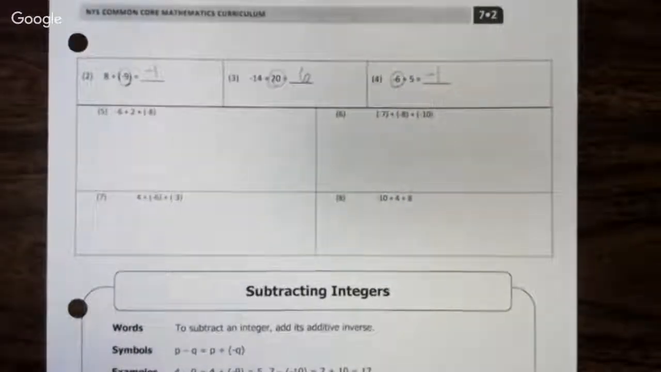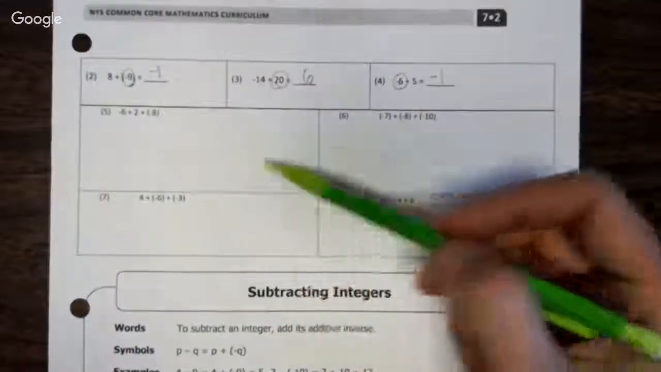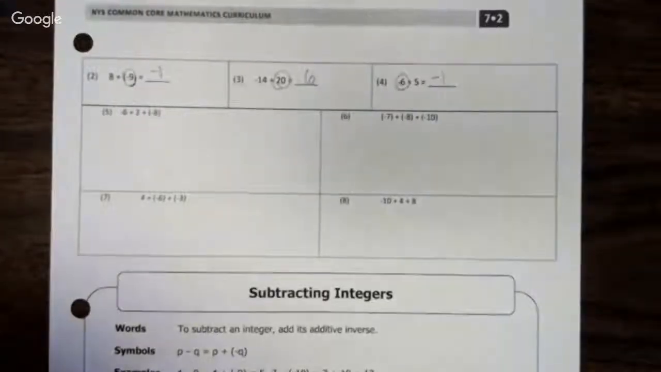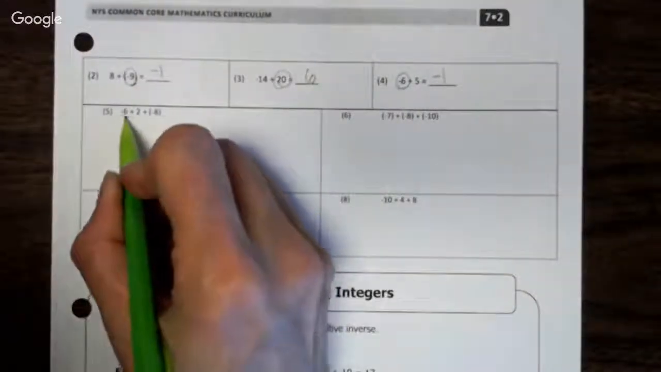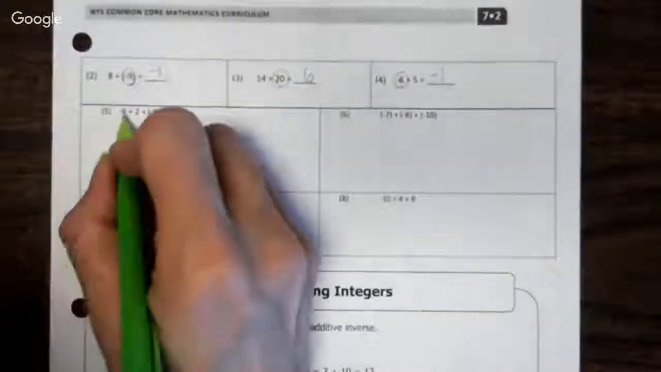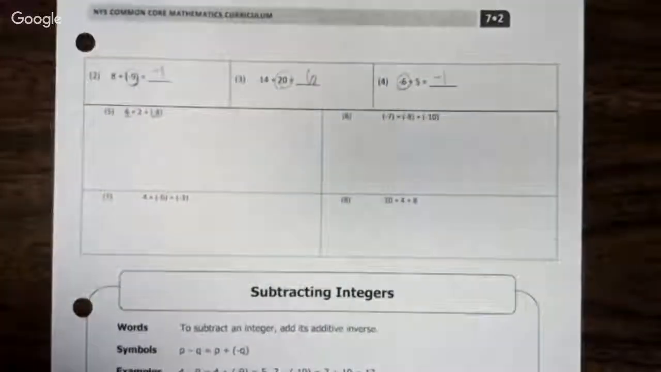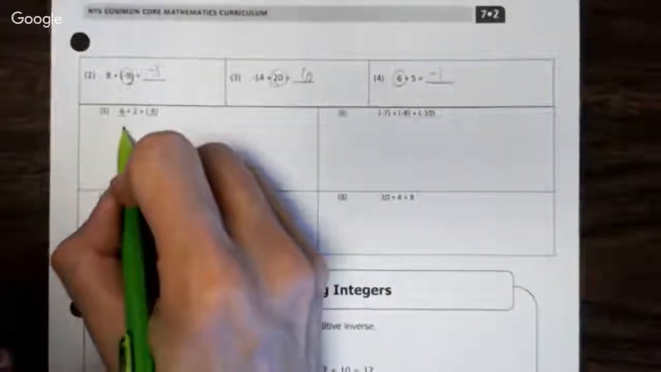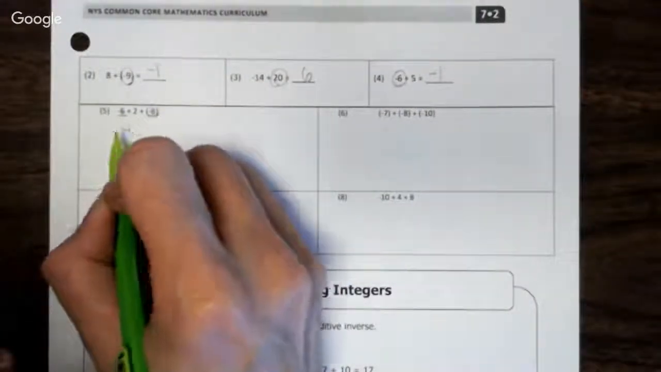Now, if you have more than 2 numbers, my suggestion to you is to add all the positive numbers together first and all the negative numbers together second. So in this case, we have -6 and -8. The reason I tell you to do that is because if you have the same signs, you're adding the numbers. So 6 plus 8 is 14. 8 is bigger, so that's negative.